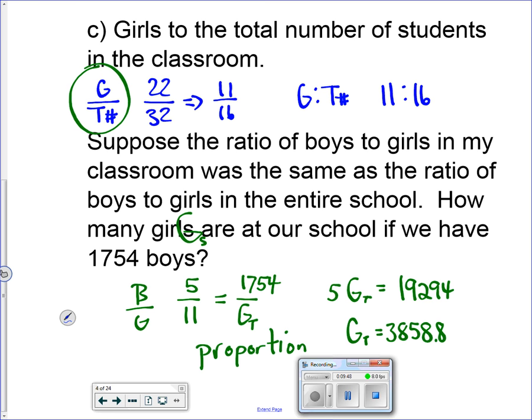So the grand total of girls is 3,858.8. I'm hoping that you realize there's no way you're going to leave that as an answer. Let's go ahead and round that up without even being told to 3,859. So there's approximately 3,859 girls in the school.